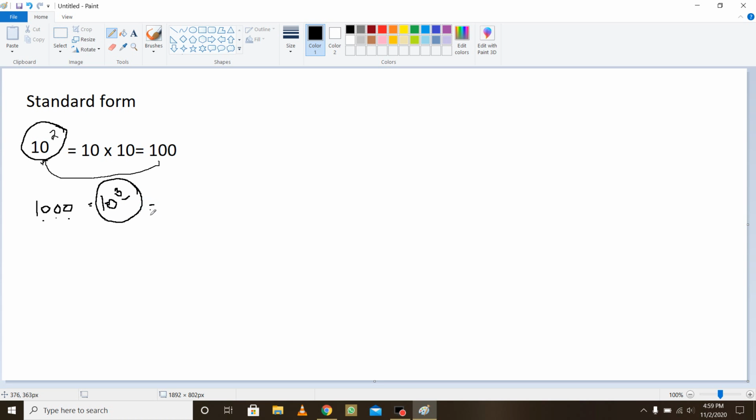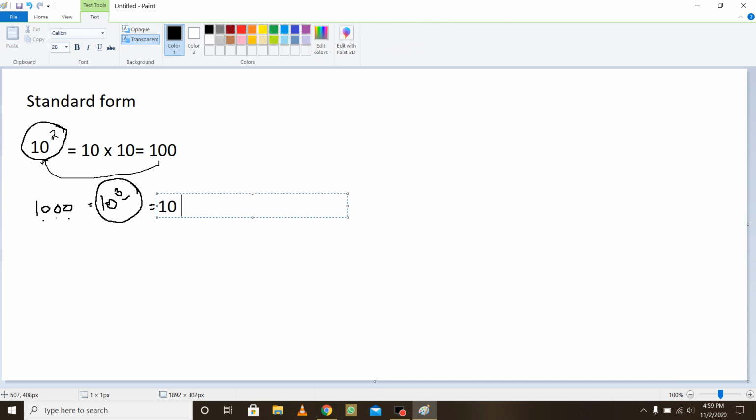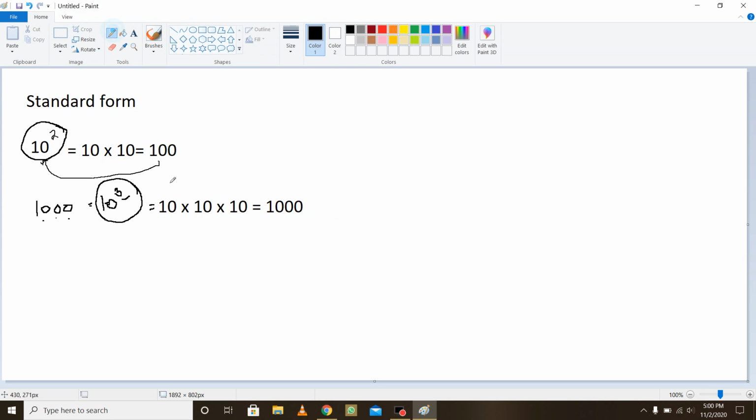To solve 10 raised to the power 3, we can do it as we did here. That equals 10 cross 10, 10 multiplied by 10 multiplied by 10. So that would be equal to 1000. So hence proven. We started with the figure 1000, wrote it in the standard form, and then solved it and got the same answer again.